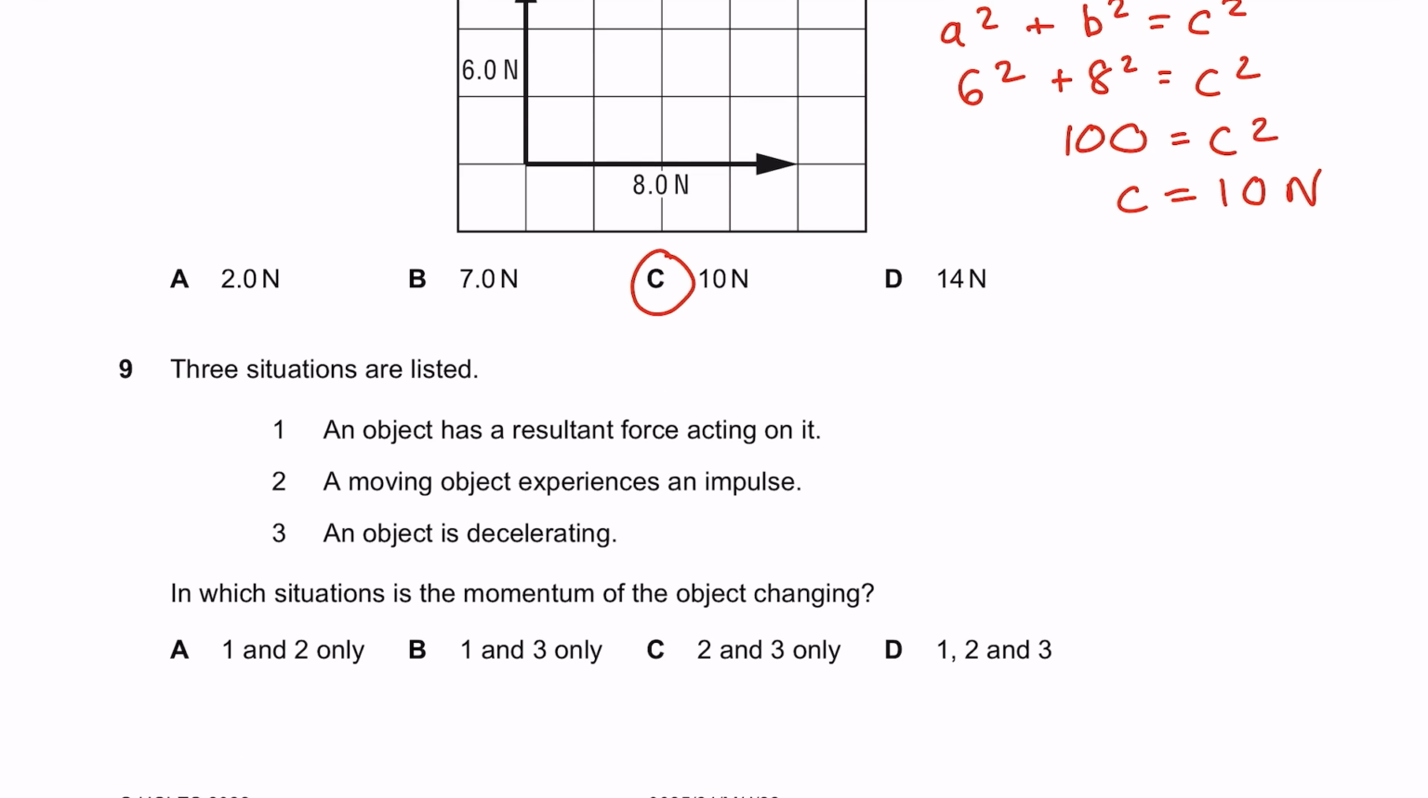Three situations are listed. An object has a resultant force acting on it. A moving object experiences an impulse. An object is decelerating. In which situations is the momentum of the object changing? Hopefully you're happy that it will be actually all 3, because of course the momentum of the object will be changing if it has a resultant force acting on it, if it's experiencing an impulse, and if it's slowing down.